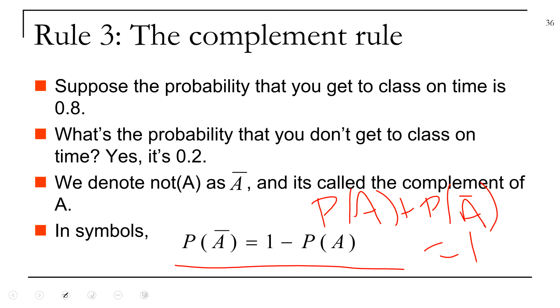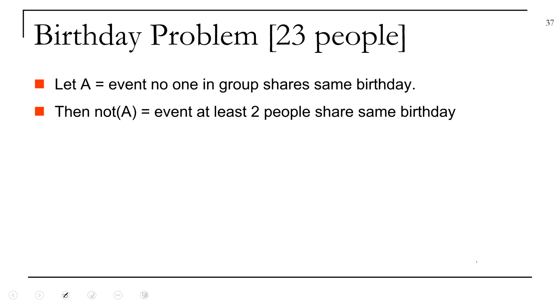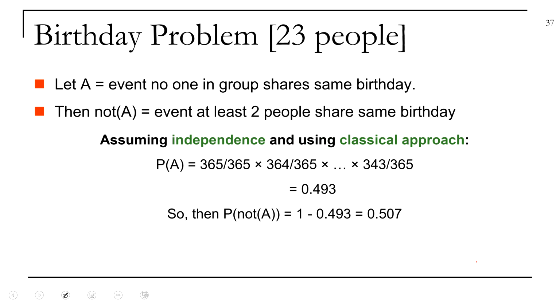And you look at this and you're like, why is that a useful rule? It's often easier to find the complement of an event than the event itself. And so we'll see several instances where we like to work with the complement instead of the event itself. In the birthday problem, if A is the event no one in the group shares the same birthday, the complement of that is at least 2 people share the same birthday. And it's much easier to find the probability of A.